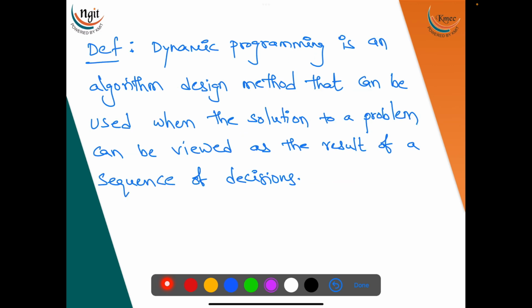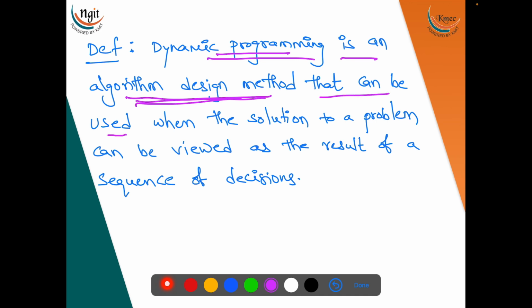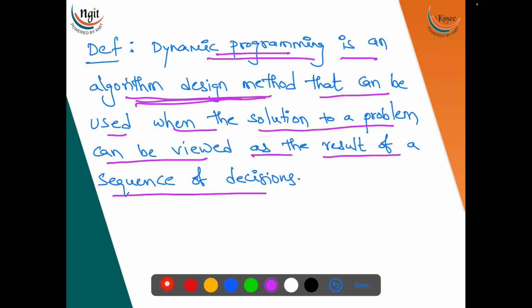Now the basic definition: dynamic programming is an algorithm design method. In the same way, greedy method is also an algorithm design method. Dynamic programming is an algorithm technique applied to computational problems to get the best solution. So what is the uniqueness of dynamic programming? This method can be used when the solution to a problem can be viewed as the result of a sequence of decisions. This is the definition of dynamic programming, and keep this term in mind: sequence of decisions.